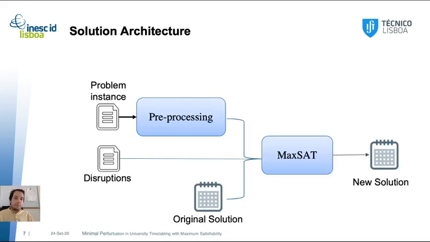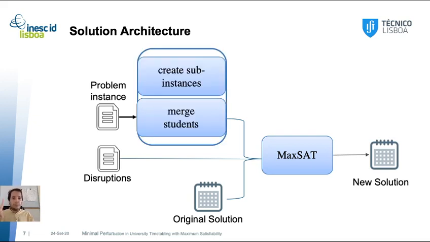So, the solution per se. It has a problem instance, a set of disruptions, and the original solution, and we feed it to a MaxSAT solver. However, it's not that simple. We need to preprocess the instance. So we have 2 preprocessing techniques. One is to create sub-instances, and the other is to merge students. So let's dive into the preprocessing techniques.